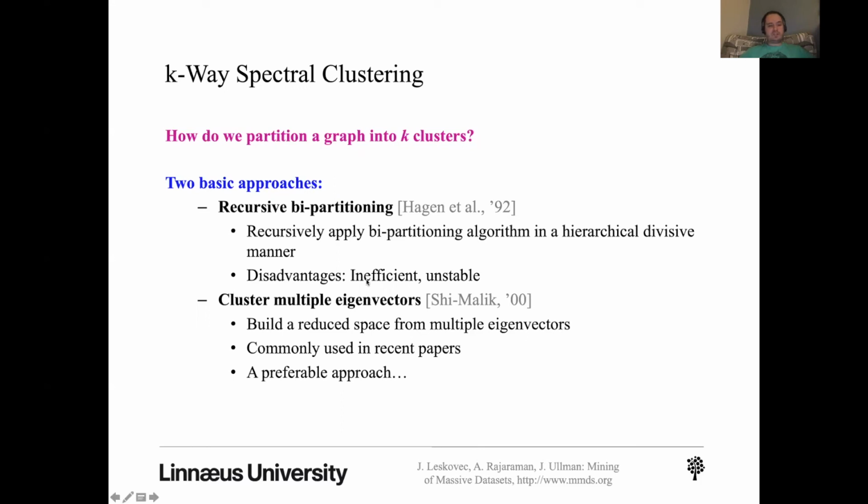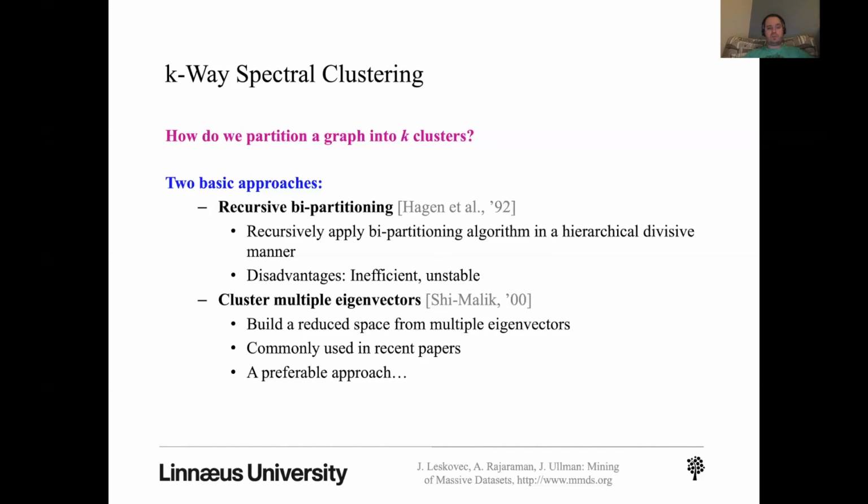But there are disadvantages here. It says it's inefficient and unstable. I won't go into details over that, but it's an obvious way to go, right? And the obvious way to go is not always the good way. A much more interesting approach is to take more than one eigenvector at the same time. What we did just now was take one eigenvector that gave us just one value per node, and then we projected these nodes onto this line, and they were clustered together in a way that was easy to separate.